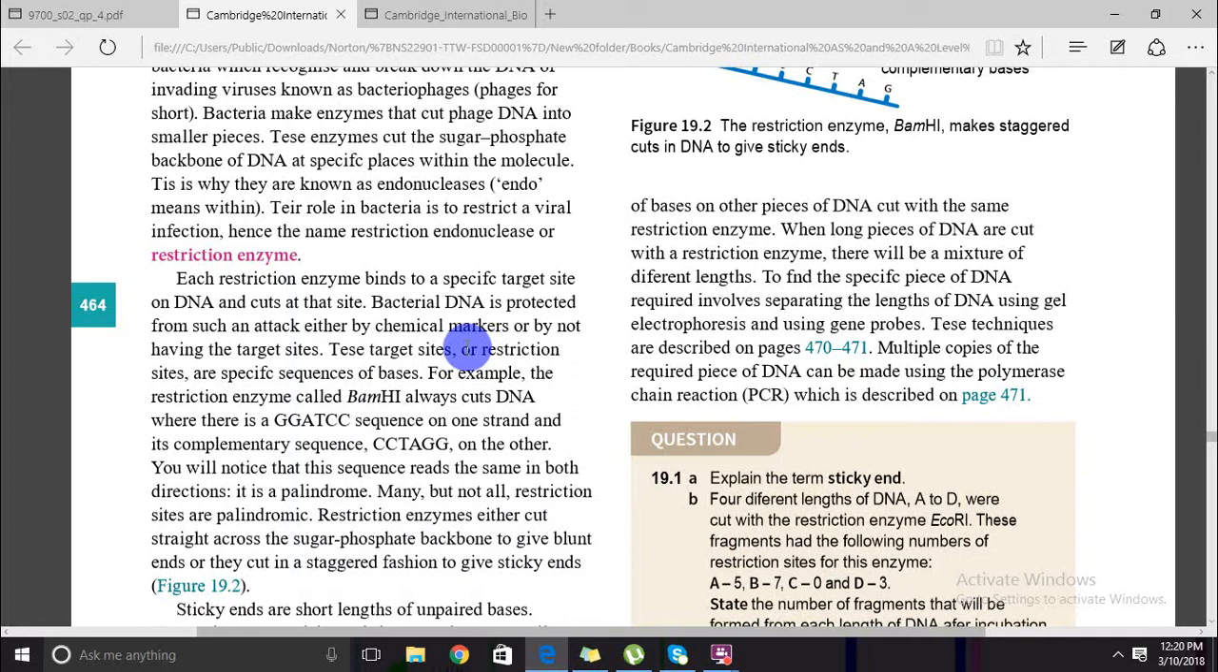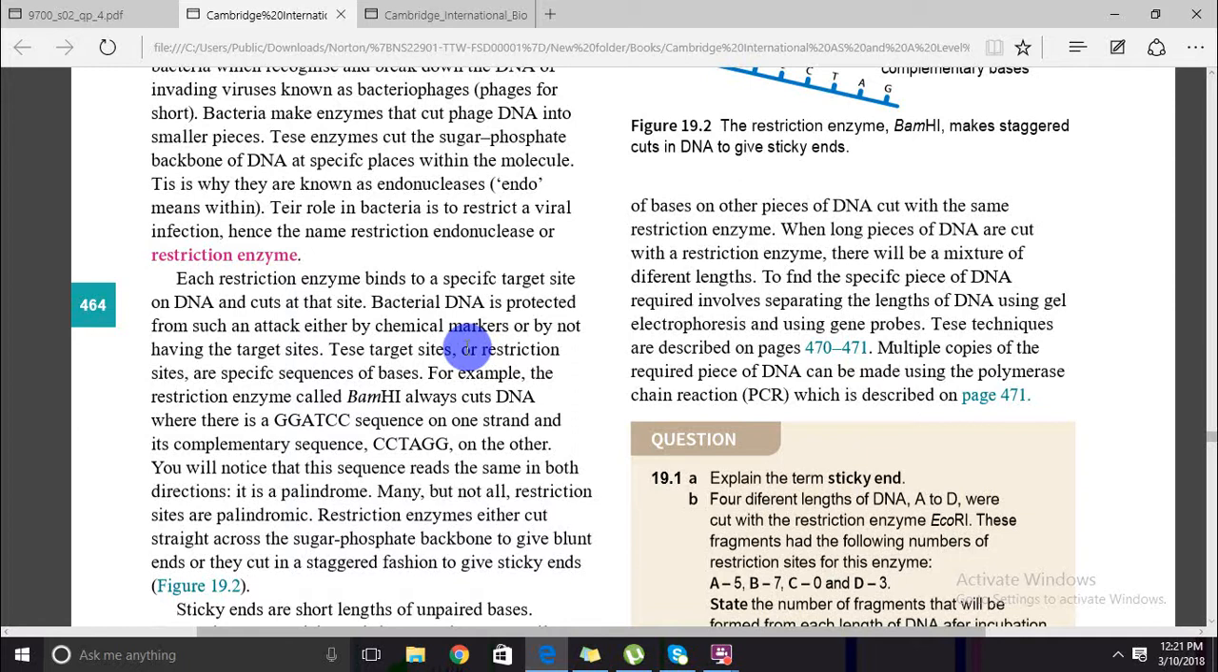And if they do have them, there will be certain chemical markers which will either protect the site or signal to the enzymes that this restriction site is off limits. So they can actually ask you this question like, why don't those restriction enzymes attack their own bacterial DNA?